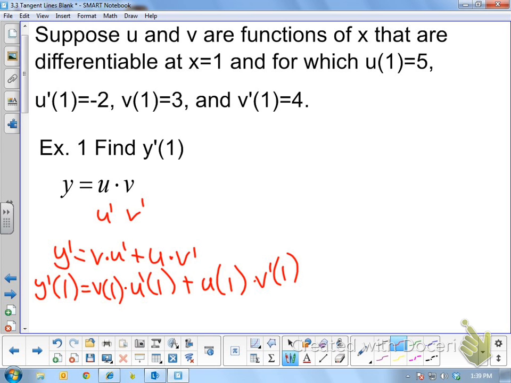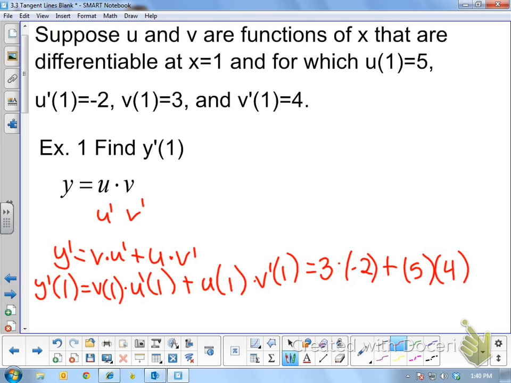What if I wanted to know y prime of 2? Plug it in again, but what would I do? Because I know what v of 1 is. What's v of 1? 3. What's u prime of 1? U of 1 is 5. V prime of 1 is 4.